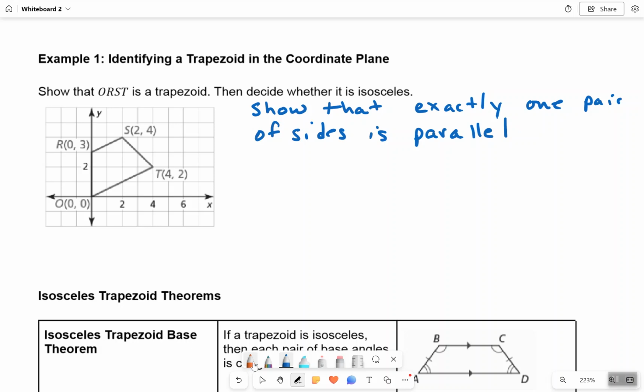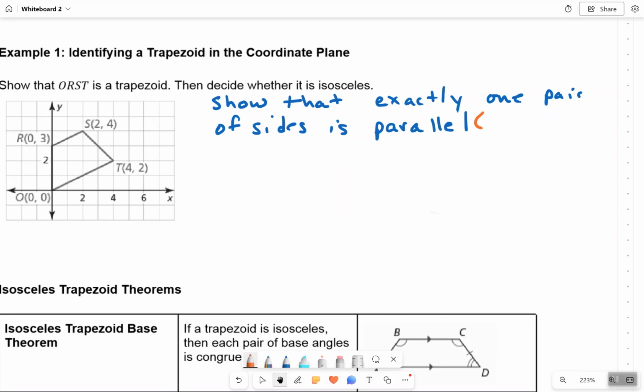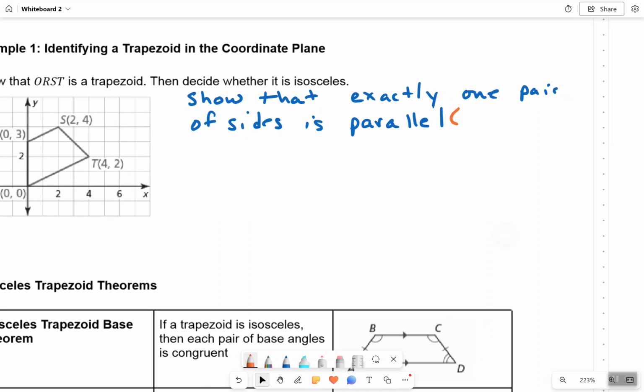Okay. And in parentheses right here, kids, here's what I'm going to tell you. If 2 sides in a coordinate plane are parallel, their slopes have to be exactly the same. Okay, so I'm going to write this right here. We got to show that exactly one pair of sides is parallel by showing that they have the, what did I just say, kids?